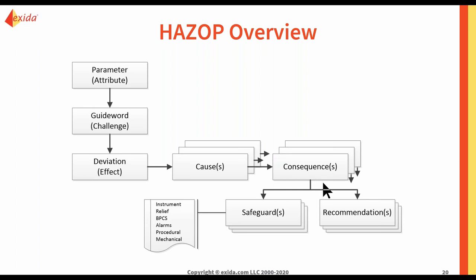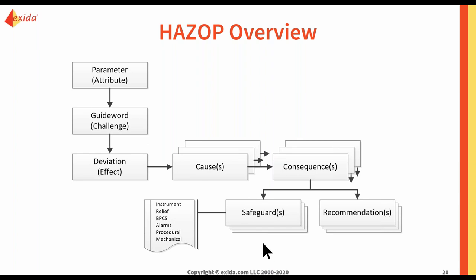And after we have documented the ultimate consequences, we look at the safeguards and then start plugging each of the safeguards into the model, into the worksheet. For example, there will be instruments, there will be relief valves, or maybe some kind of BPCS trips, or some kind of alarms, or there might be procedural documents or procedures that the operator has to complete. It can be used as a kind of safeguard, or maybe mechanical obstacles, like a dike that might protect and prevent a secondary spill from having an even worse consequence in a way.